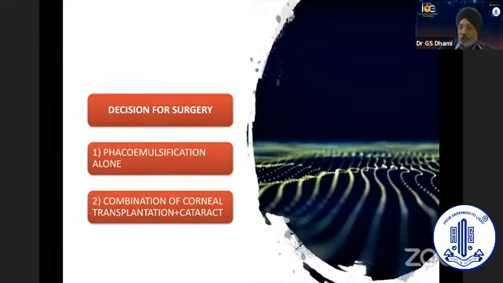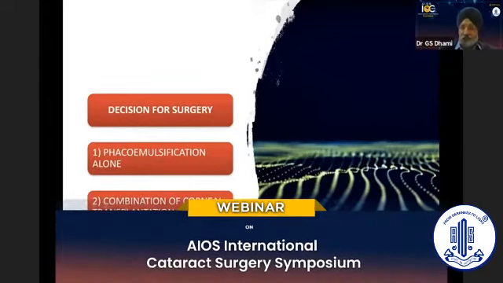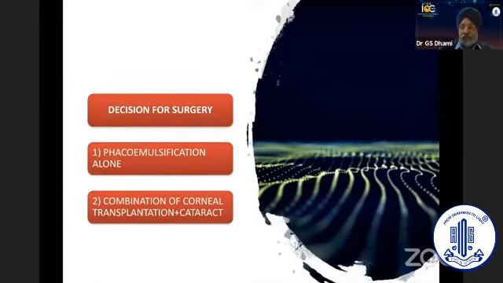Corneas are not available that fast. We don't have a center like my mentor Dr. Amar Agarwal's, who can do all the procedures at one stage. So we think about what to do.